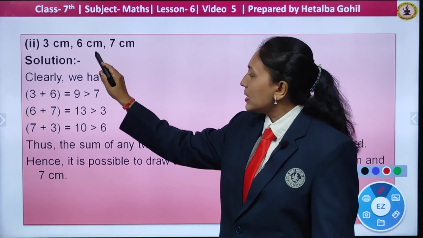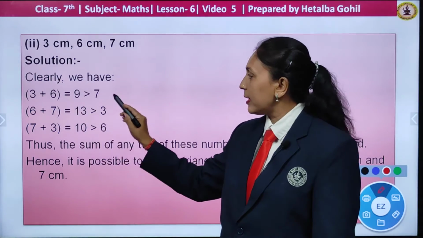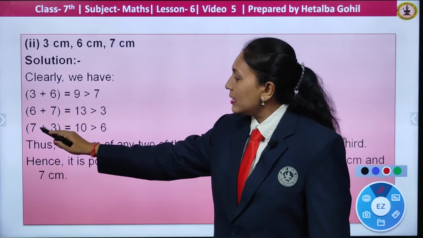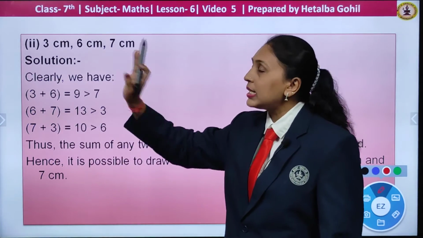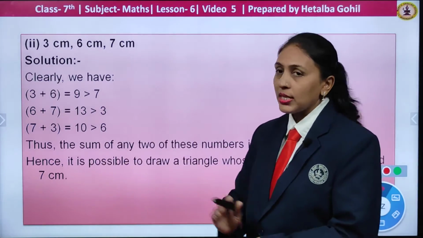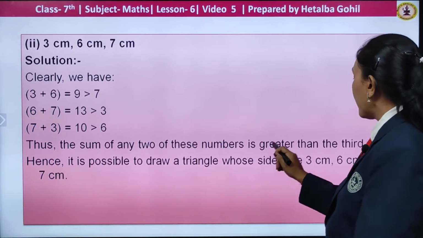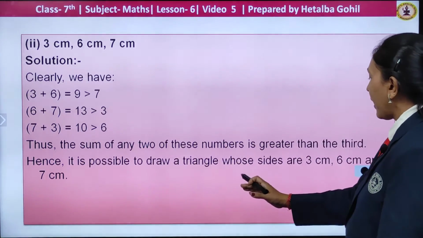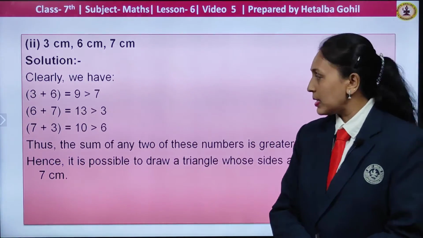Taking another 2, 6 and 7, the total is 13. That means 13 is again greater than the 3rd side, that is 3 centimeter. The remaining 2, 7 plus 3, is 10, which is greater than 6, the 3rd side given here. That means according to the property, this condition fits, right? So the sum of any 2 of these numbers is greater than the 3rd one. Hence, it is possible to draw a triangle whose sides are 3 centimeter, 6 centimeter and 7 centimeter.